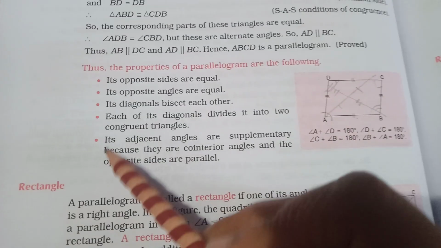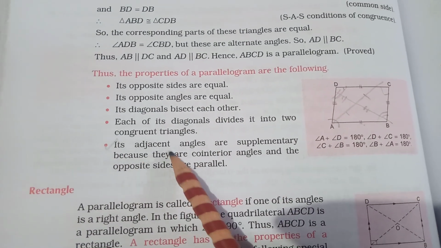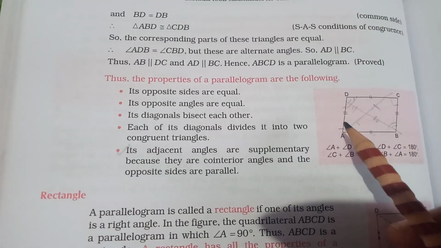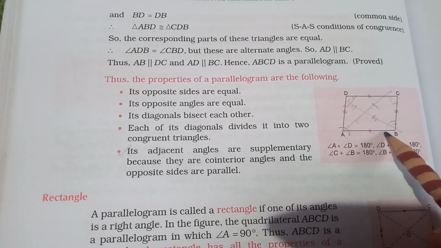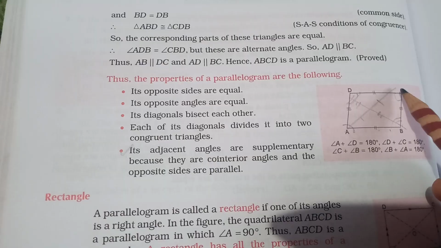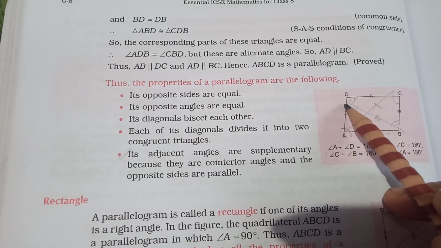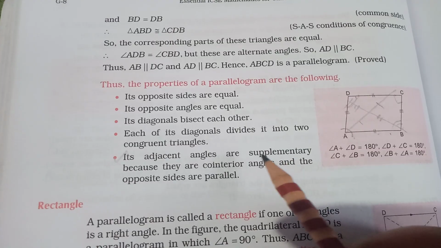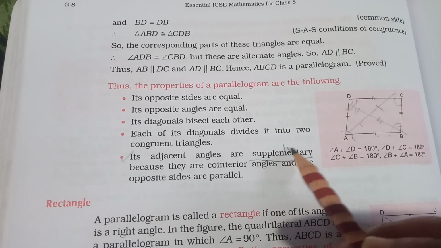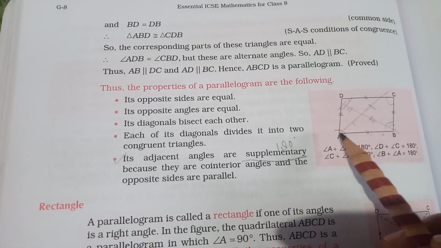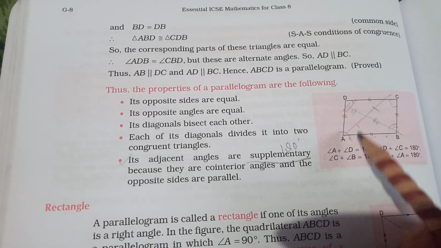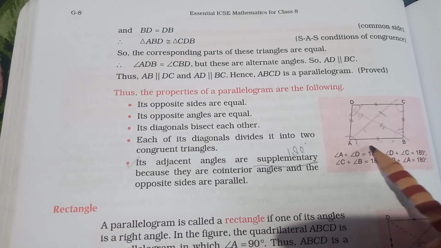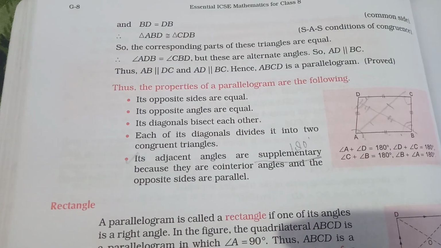And last, very important, its adjacent angles. In the previous video I told you about adjacent angles: A and B are adjacent, B and C are adjacent, C and D are adjacent, D and A are adjacent. Now they are supplementary, meaning their sum is 180 degrees. A plus D is equal to 180, D plus C is equal to 180, B plus C is equal to 180, and B plus A is equal to 180.